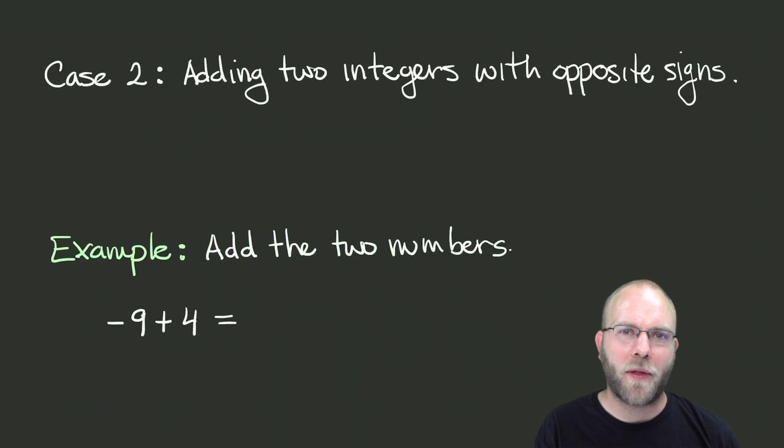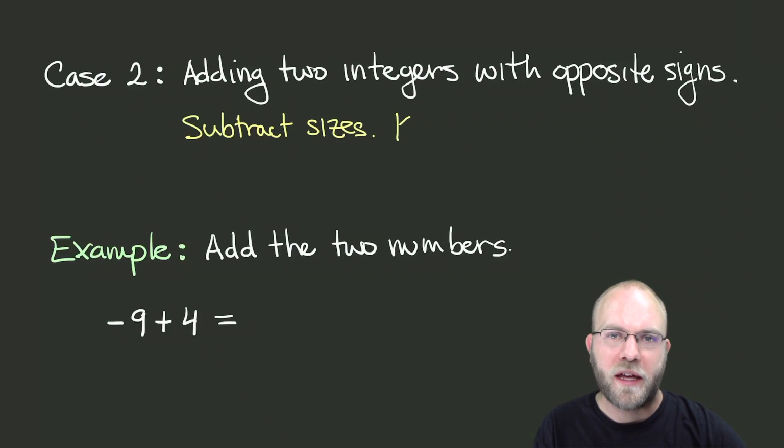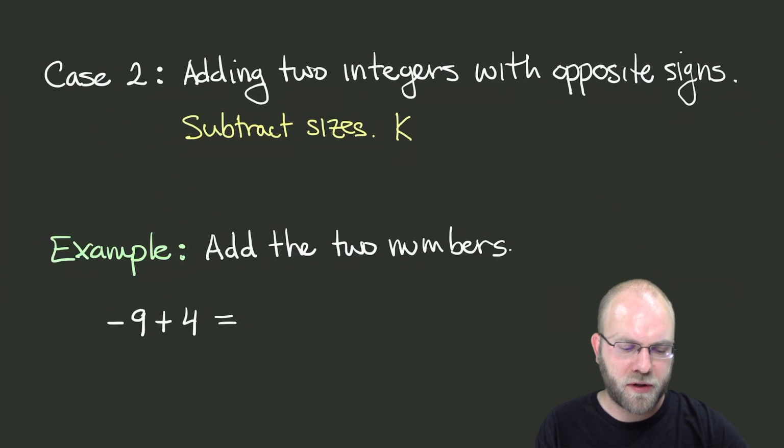When adding two numbers with opposite signs, what we're going to do is subtract the sizes. And then we'll keep the sign of the number that has the larger size.